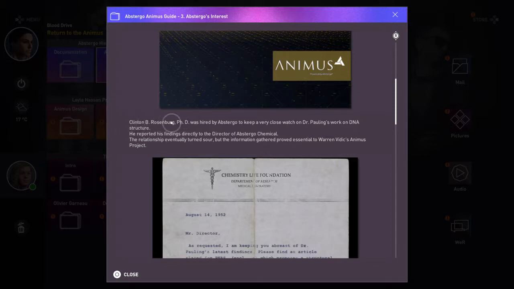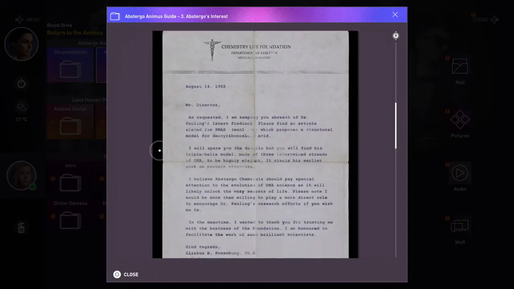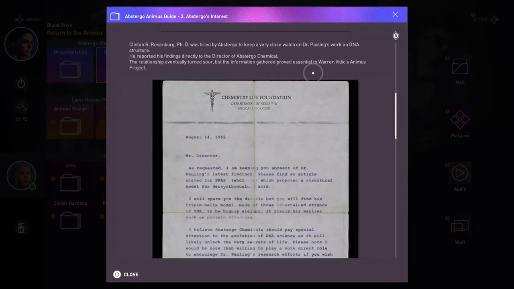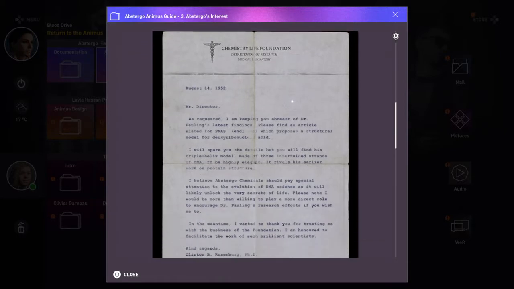Rosenberg, PhD doctor, was hired by Abstergo to keep close watch on Dr. Pauling's work on DNA. So basically, Dr. Pauling, this guy, found Physic's papers and started research based on Physic's work, and then Dr. Clinton was overseeing him. The relationship turned sour, but the information gathered proved essential for Warren Vidic's Animus project.